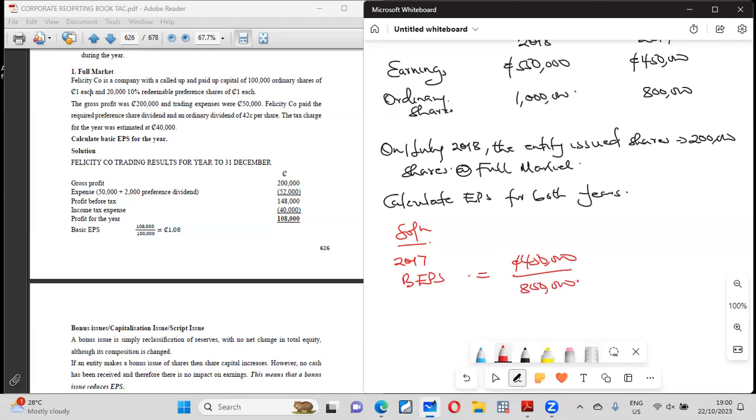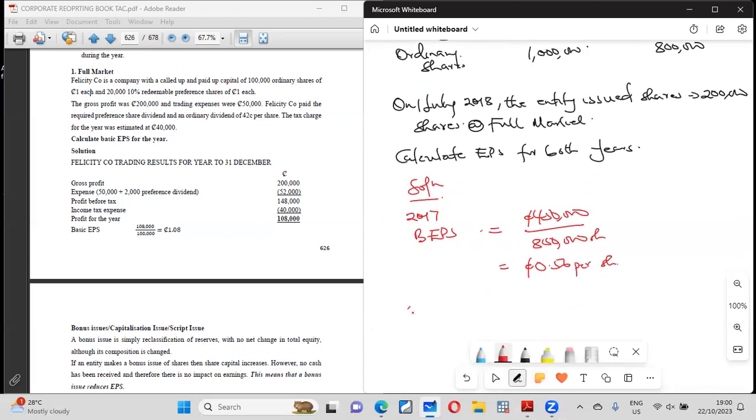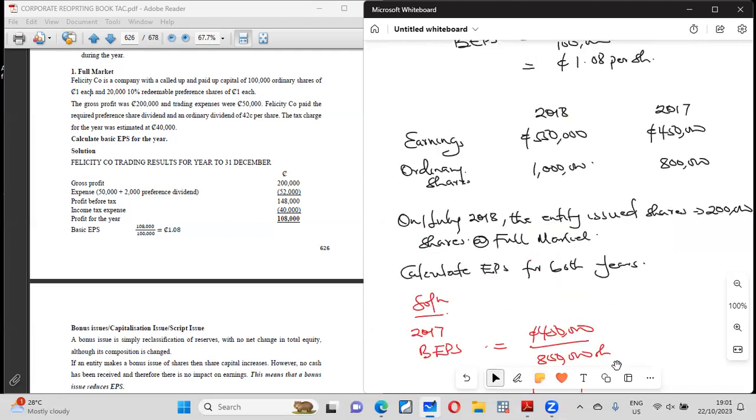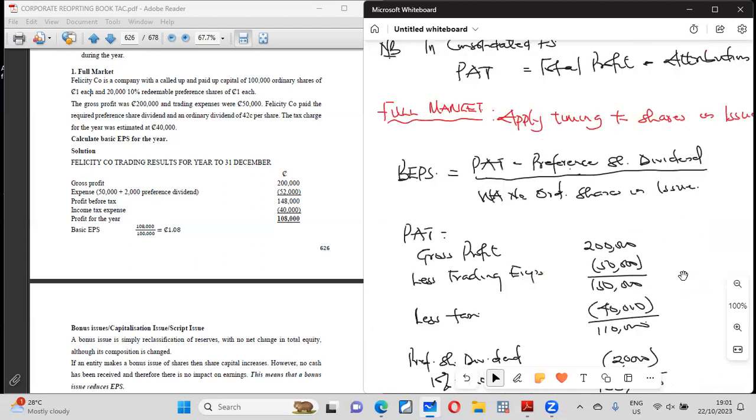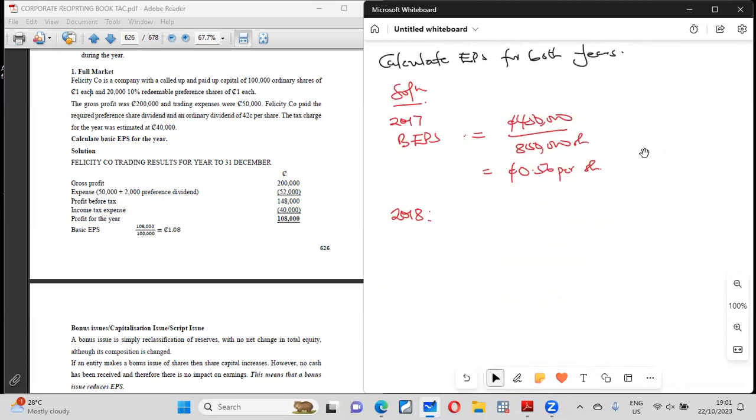So what would be our answer? We'll have 0.56. 0.56 is money. Don't forget that per share. All right. Now watch how we do 2018. In 2018, that is where we learn that you apply timing. So applying the timing to the shares. Now what will happen is this. I want you to watch closely.